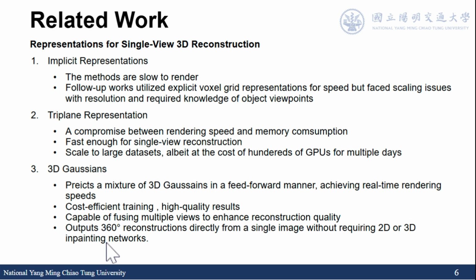And the final one is multi-view fusion. Splatter Image can fuse multiple views to enhance reconstruction quality, making it adaptable for different scenarios. And also, one of the standout features is that Splatter Image can generate 360-degree reconstructions directly from just one image without needing an additional 2D or 3D embedding network.